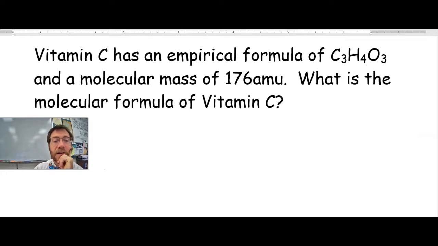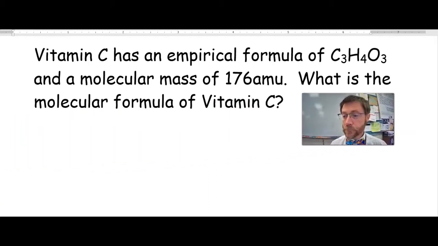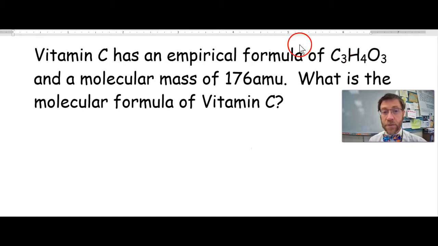Okay, so vitamin C has an empirical formula of C3H4O3 and a molecular mass of 176. What is the molecular formula? Okay, all right. So just like our other one, we've got a few things going on here. We've got the empirical formula, right? So this is the empirical formula. And we've got the molecular mass.